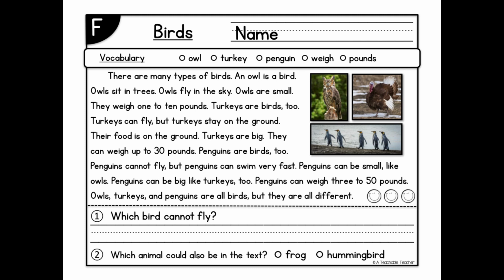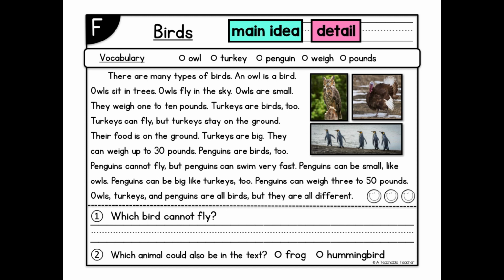Okay, so now I'm going to look for the main idea and the details in this text. I'm going to tell you a little hint. Most of the time, the author, the person who's writing, will usually put their main idea right at the beginning just because it's so important. So I'm going to look at the beginning of this text, and the very first sentence I see is: there are many types of birds.